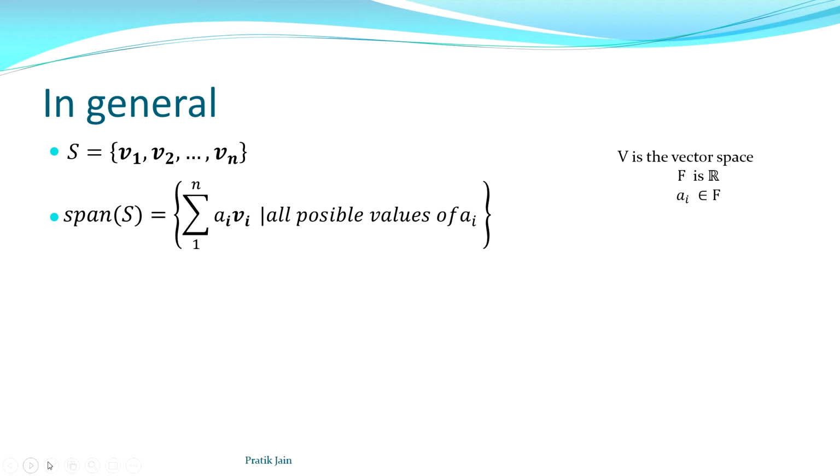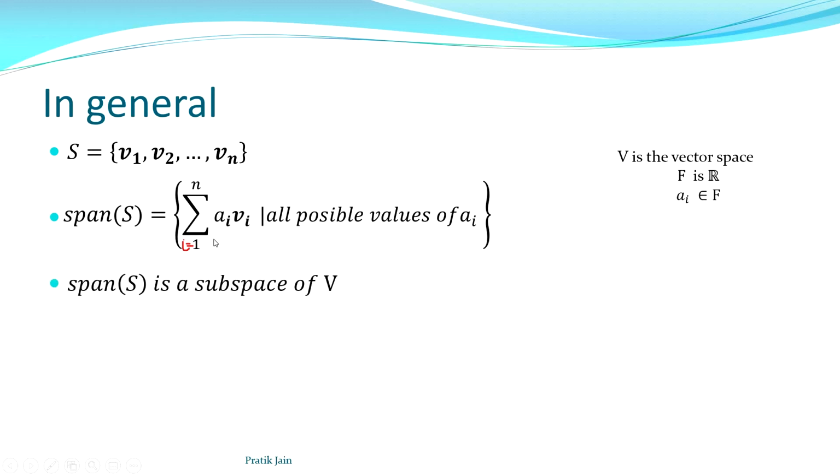So actually this is a typo. Yes, there should be i, where i is equal to 1 to n. So for all possible values of a_i, you will have this. Fine, so that is span.